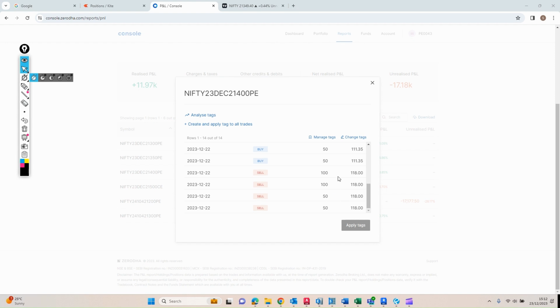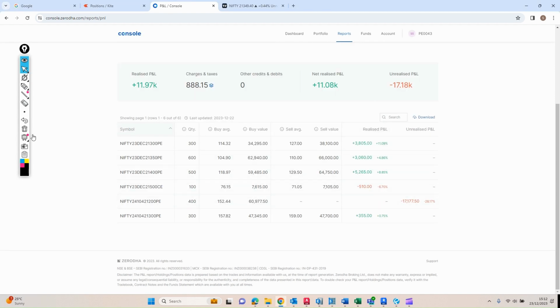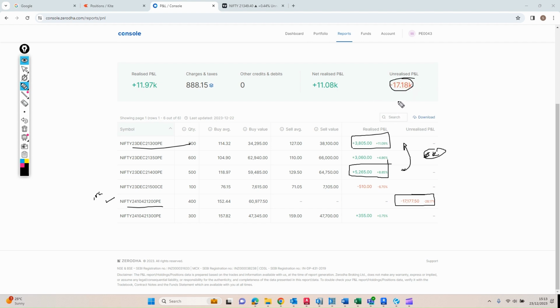Even if I scroll down, this is the exit time. The overall profit from the 21,300 PE was almost 3800, and with this almost 5200. Cumulatively, if I add up these points, almost 9,000 was the profit from this trade. I even have the 21,200 PE for the first week of January, wherein I have a loss of around 17,000 showing. However, on Friday I was able to make around 11,000, and for the 50k challenge I was able to gain around 9k profit from this.